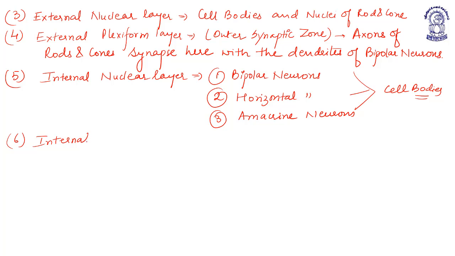Then comes the internal plexiform layer, or inner plexiform layer, also known as the inner synaptic zone. Here the synapses of the nerve fibers of bipolar neurons, ganglion cells, and amacrine cells are present. It is also known as the internal plexiform layer.